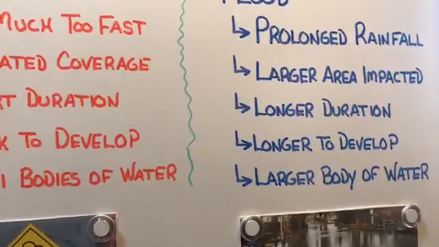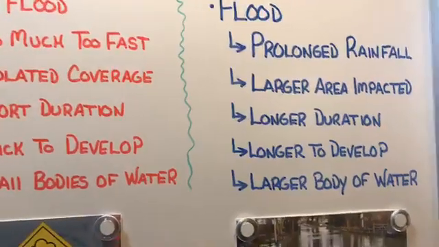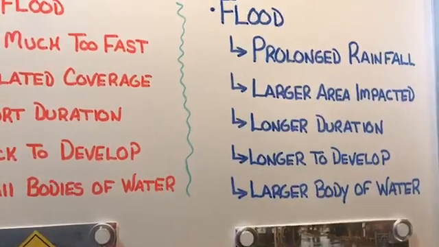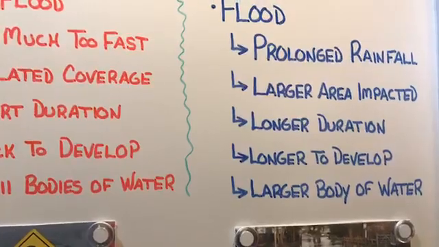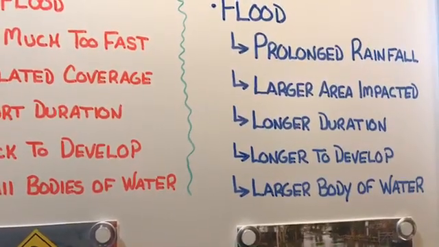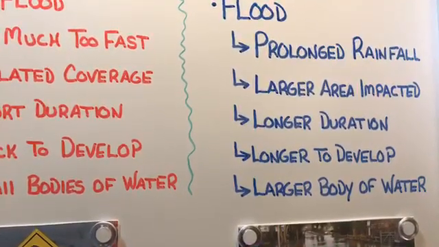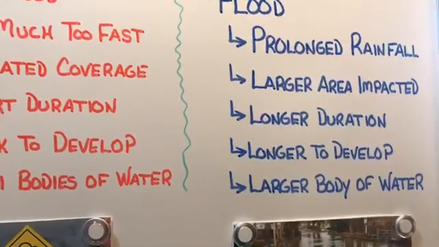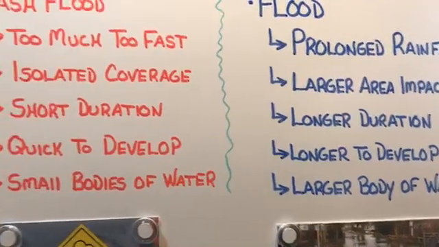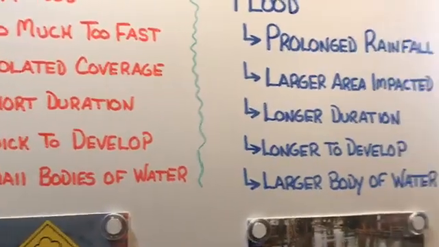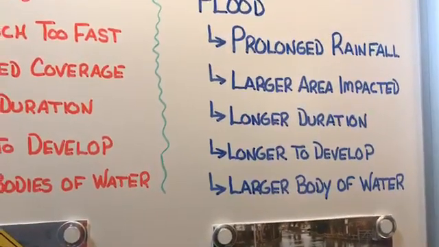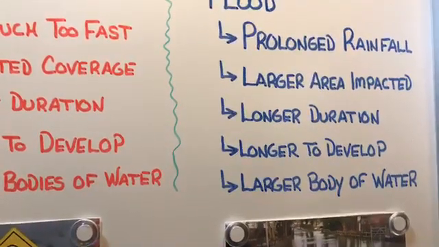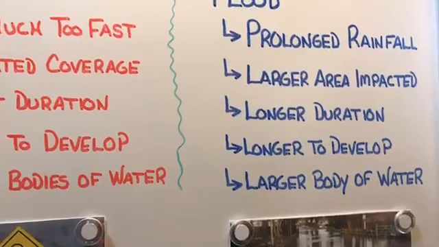Floods, take away the flash, now we just have a flood. It is a prolonged rain event. Instead of too much too fast, you have a considerable amount of rain falling over a large area over an extended period of time. So they're prolonged rainfall events. They impact larger areas. We talked about flash floods being isolated. Floods impact much larger areas. Many more people are impacted, and many more acres of land are impacted.